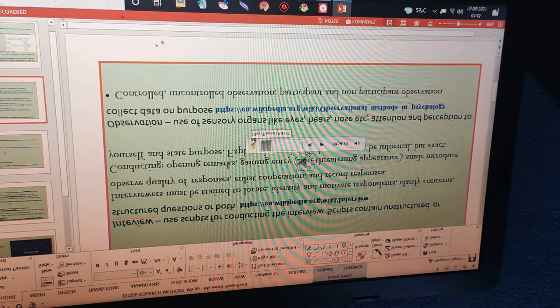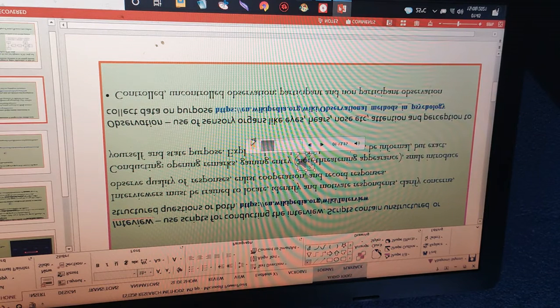Then interview, you can use a script for conducting your interview. Scripts contain unstructured and structured questions, or both, or a hybrid of both, as I've explained. There's a link there that leads you to further study on interview.